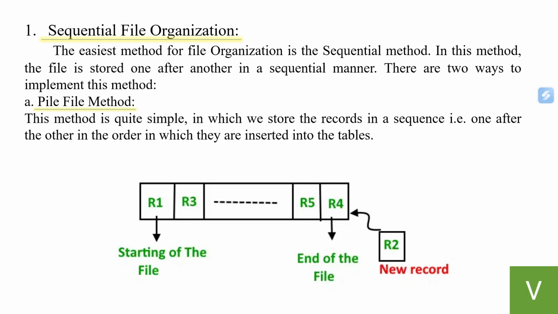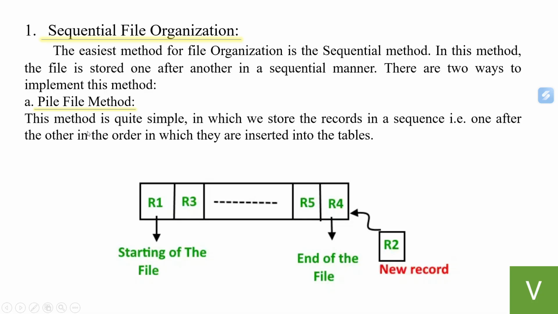First one is sequential file organization. This is the easiest method of file organization. In this method, the file is stored one after another in a sequential manner. There are a total of two ways to implement this method. First one is the pile file method.